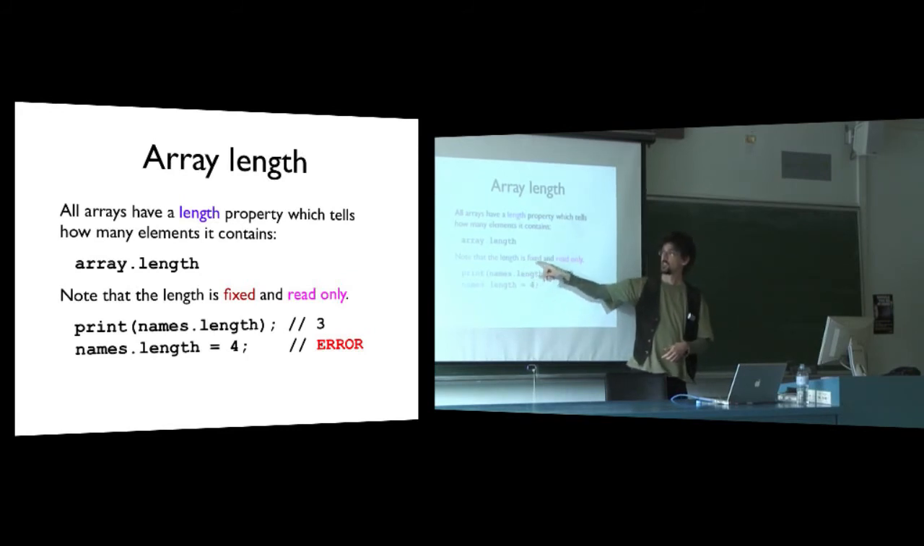Notice that the length is fixed in these arrays, and so this variable is read-only. So if we go back to the previous example, we print names.length, this will print 3 because there are 3 things in that array. If we try to set that variable to 4, this will cause an error because we can't change the length of a built-in array.